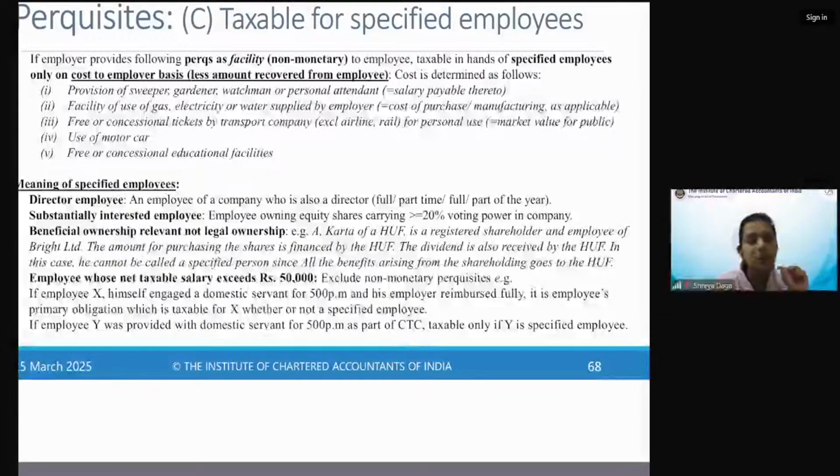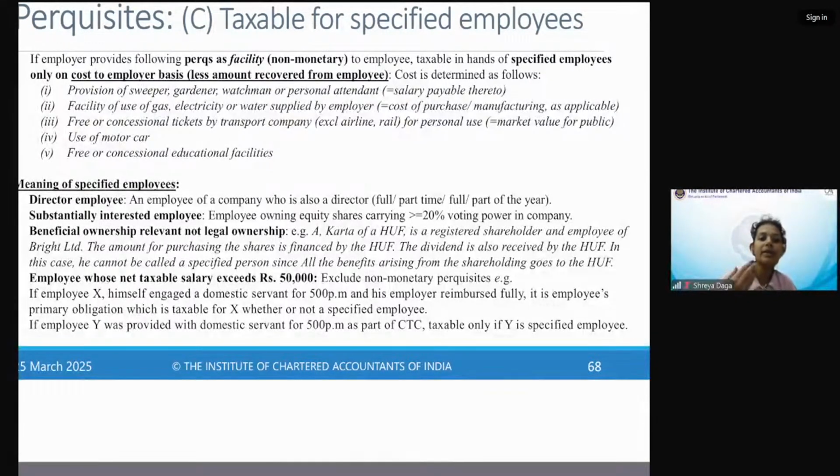Therefore, he is not the beneficial owner of 20% shareholding, and he is not the beneficial owner. He is not a specified employee for taxable perquisite purpose. Now, what happens if he is not a specified employee? तो ये जो 5 टाइप का बेनिफिट्स है वो उसके हाथ में टैक्सेबल नहीं होंगे.